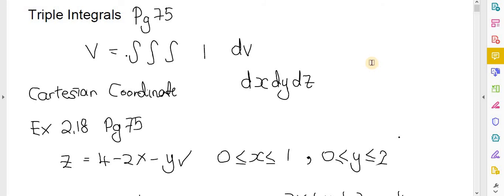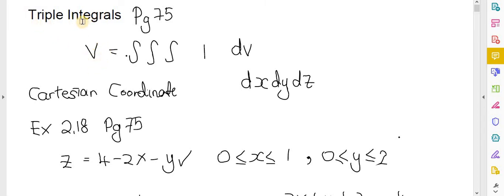Hi everyone, so today we will go to the triple integral. Page 75 of your module, you can refer to your module. For this triple integral, it is mainly used to find the volume of a solid.